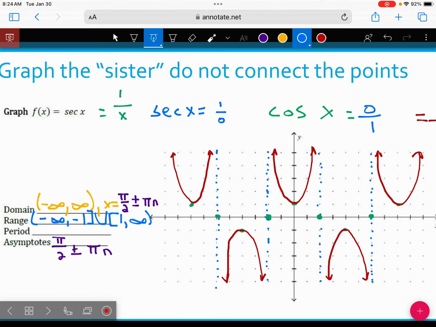Overall, our range is saying that's pretty much everything except the values between negative 1 and 1, which we can see on our graph. Last thing, I guess I could have filled this out first, but our period is just going to be 2 pi. The period for secant or cosecant is going to be the same thing as what your period would have been for cosine or sine.